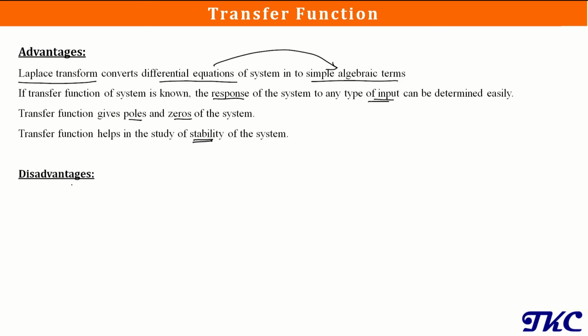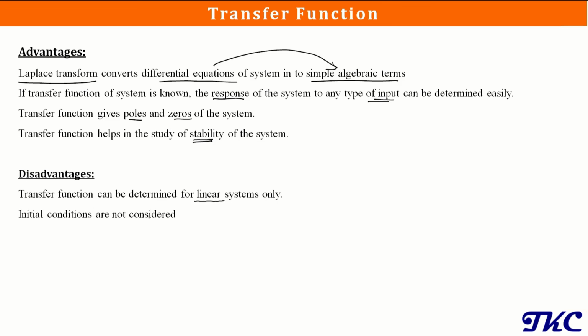Now a disadvantage associated with the transfer function is that it can only be used for systems that are linear. Then another disadvantage is that it does not consider the initial condition, and also the transfer function does not give any information about the physical structure of the system. So how the system will look, we cannot obtain any information regarding that with the transfer function. So these are the advantages and disadvantages associated with the transfer function.